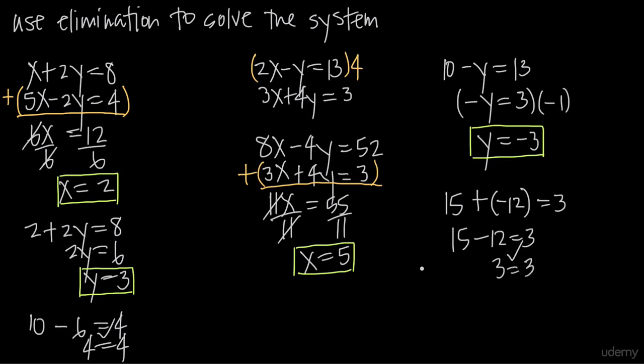That checks out, so we know that the solution x equals 5 and y equals negative 3, or 5, negative 3, is in fact a solution to this system of linear equations, and that's how you use elimination to solve a system of linear equations.